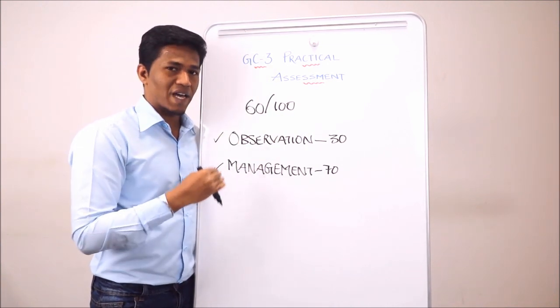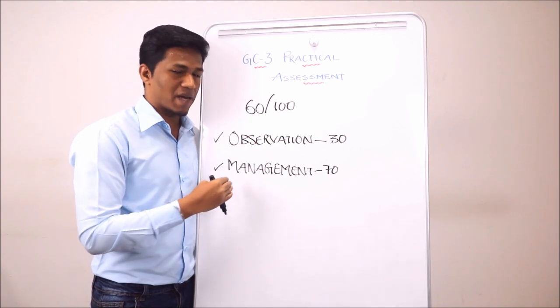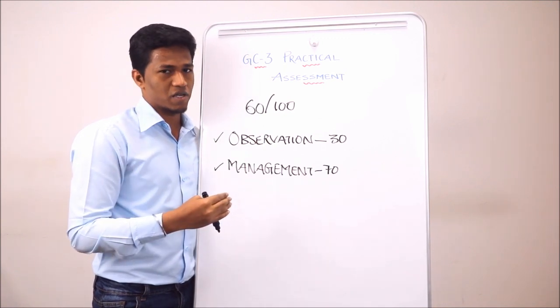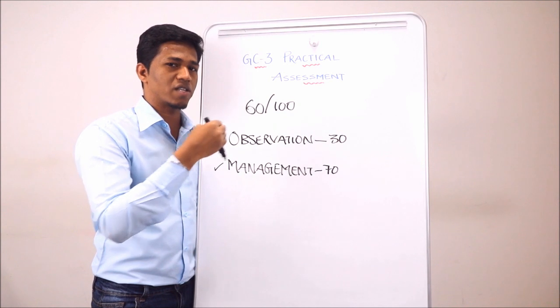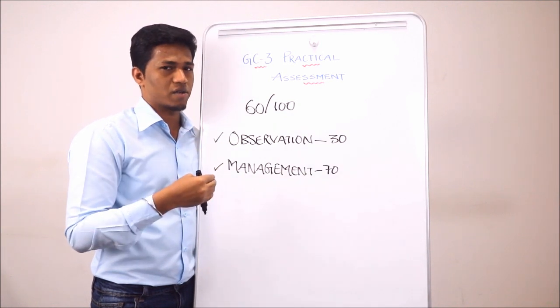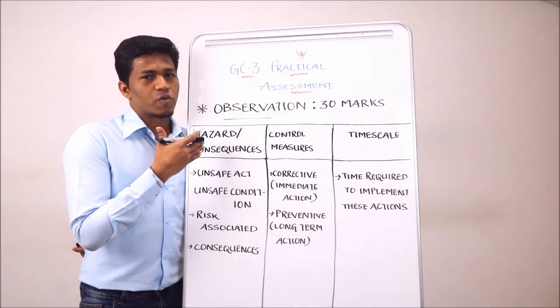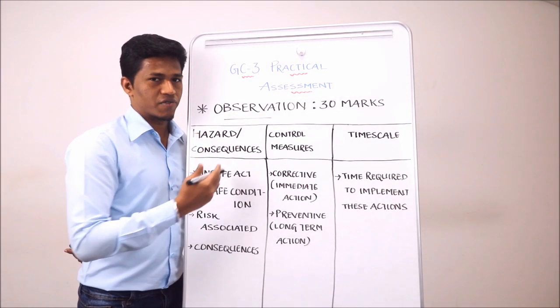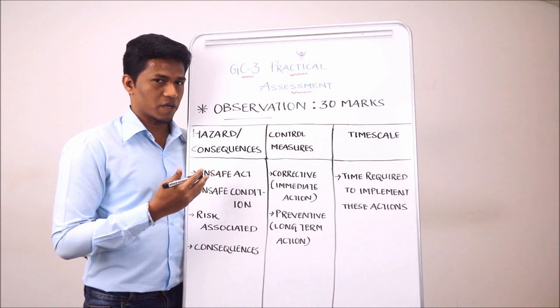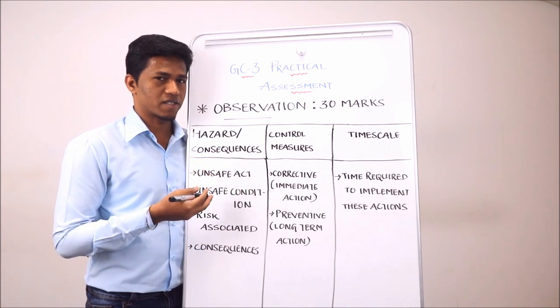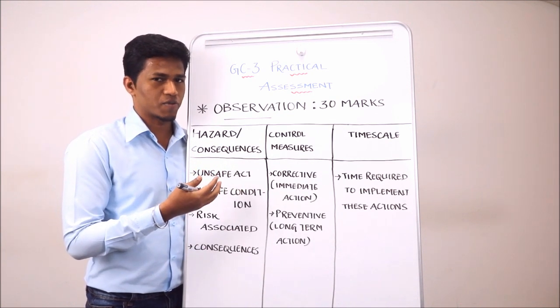Under observation, we have different sections that have to be covered. Under management, we have different sections that have to be covered. So I will be teaching you each and every section of it. We'll get started with your observation. Like I said, observation, we have divided this into three sections. Now, how to write an observation and what things have to be written under observation?